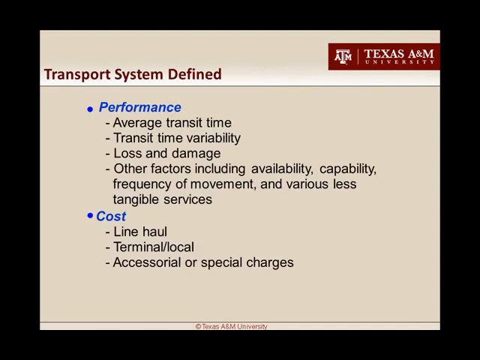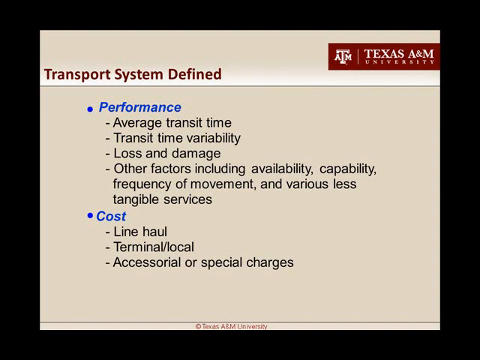Similar to the other units, we need to first discuss how we can measure the performance of a transportation system, and there are different metrics. We will touch on them briefly. The first one is the average transit time. This is basically how long it takes to ship a product from location A to location B.